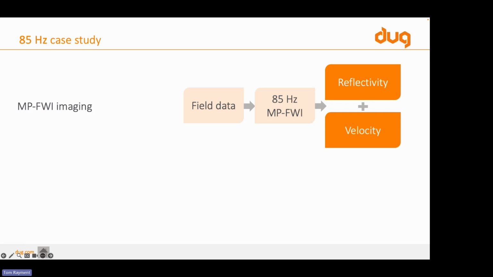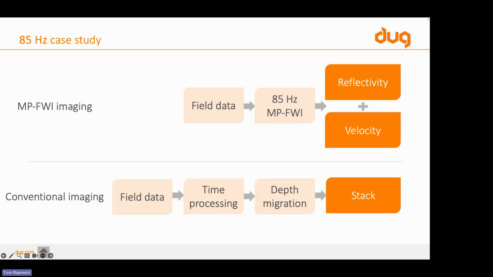So we have our MP-FWI imaging workflow where we take the field data, we go into FWI imaging to get simultaneously our reflectivity and our velocity. It's an approach where we step up through frequency bands, and the final frequency band here was a maximum frequency of 85 Hertz. Now, at the same time, we went through a conventional workflow where we took the field data, went through the usual time processing sequence, and depth migrated that data. We migrated with the same velocity model that we derived through MP-FWI imaging so that we could get a conventional stack that was comparable to our FWI imaging reflectivity.